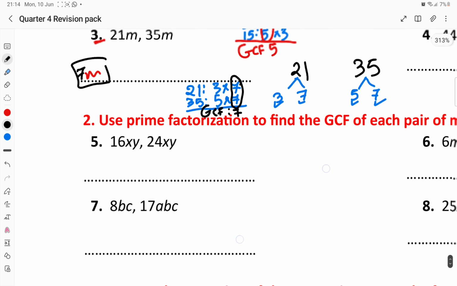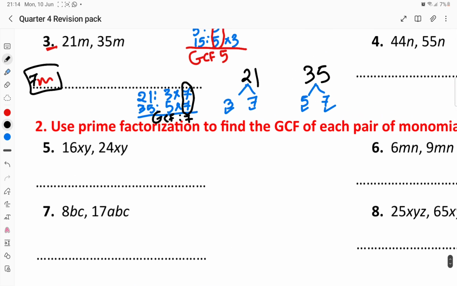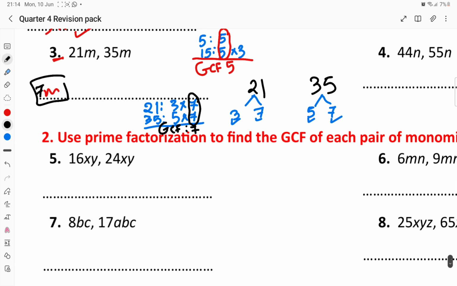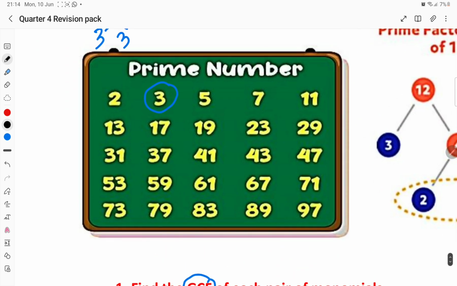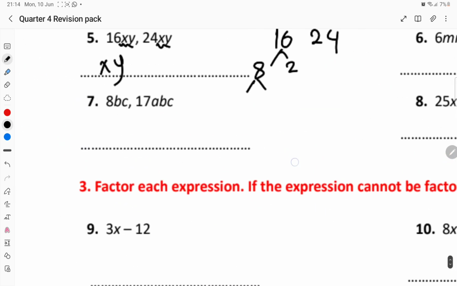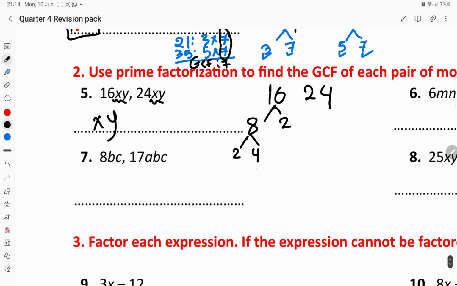What else? He's asking here, use prime factorization to find the GCF of each pair of monomials. Okay. 16xy and 24xy. Let's think of the common letters. What are they? xy. And you can think with me, 16 and 24, which timetable is common between them? 16 is 8 times 2. 2 is prime. And 8 can be broken into 2 times 4, and the 4 can be broken into 2 times 2. What about the 24? It is 6 times 4. 6 can be broken into 3 and 2, and 4 can be broken also into 2 and 2.